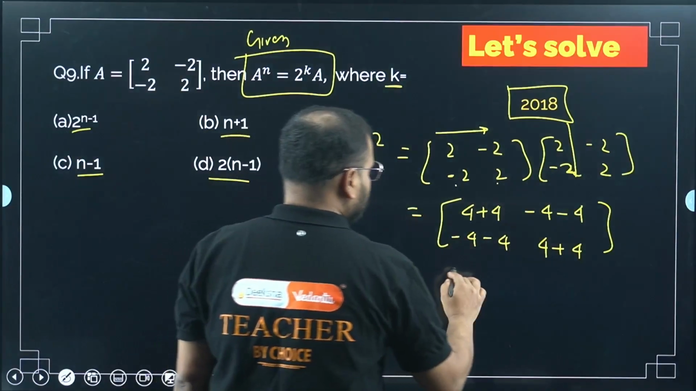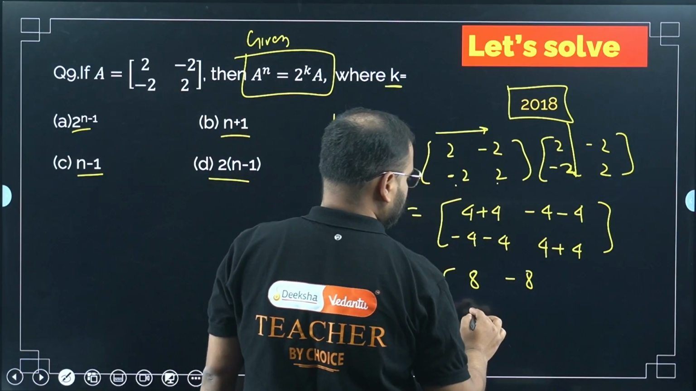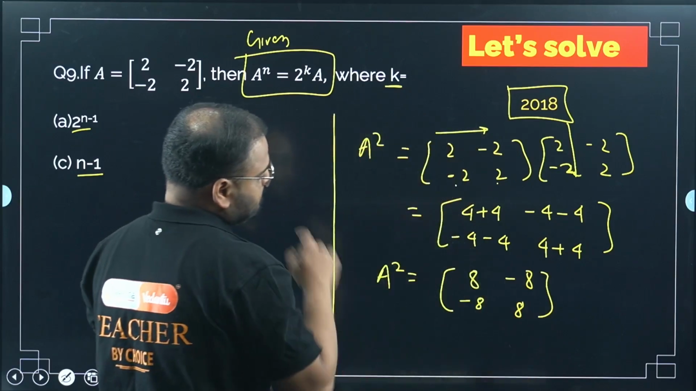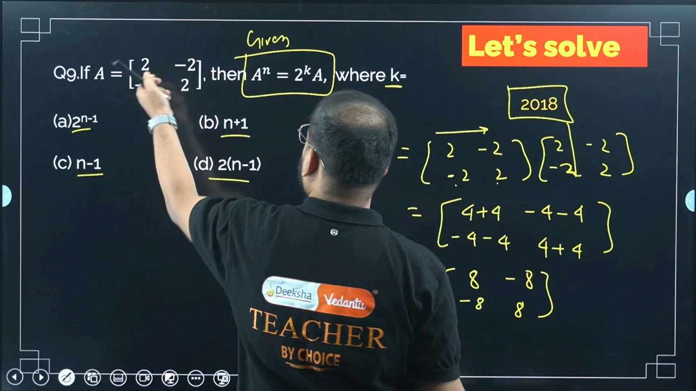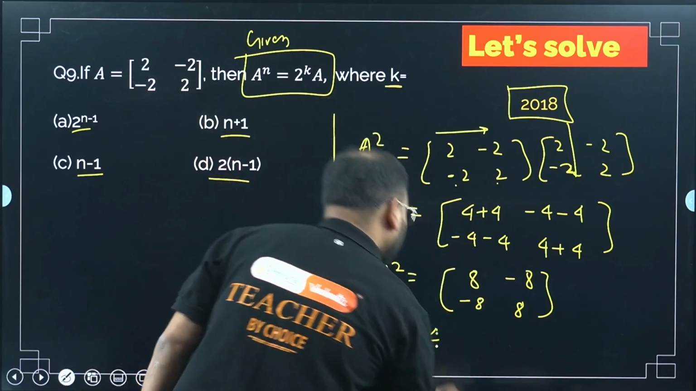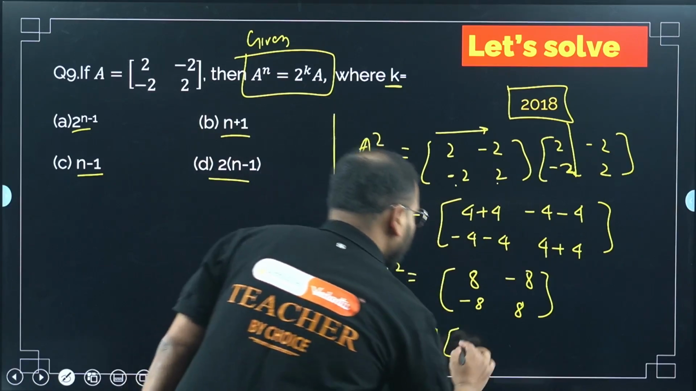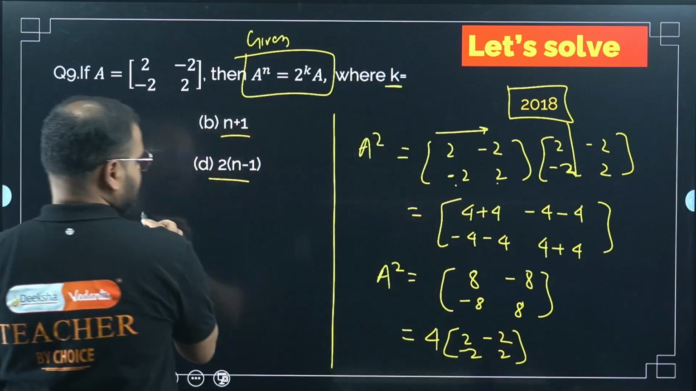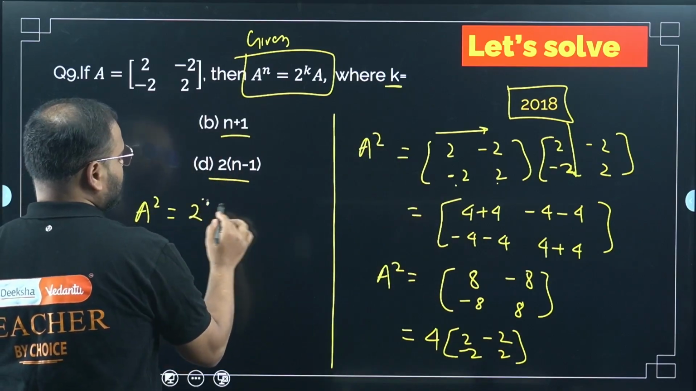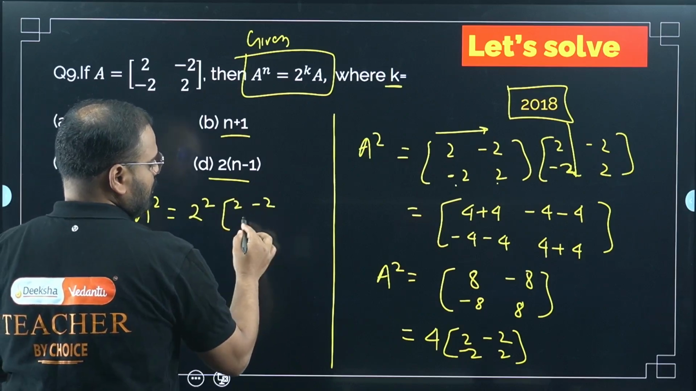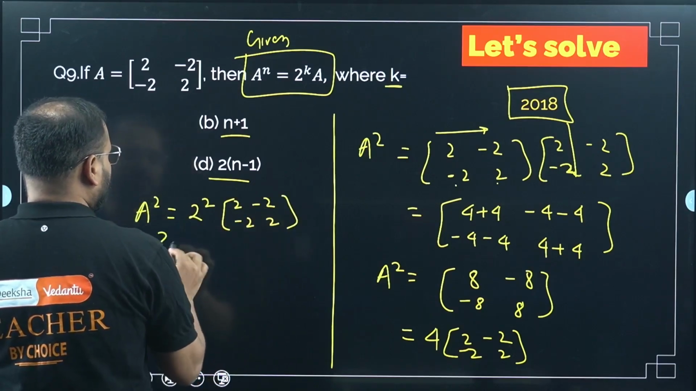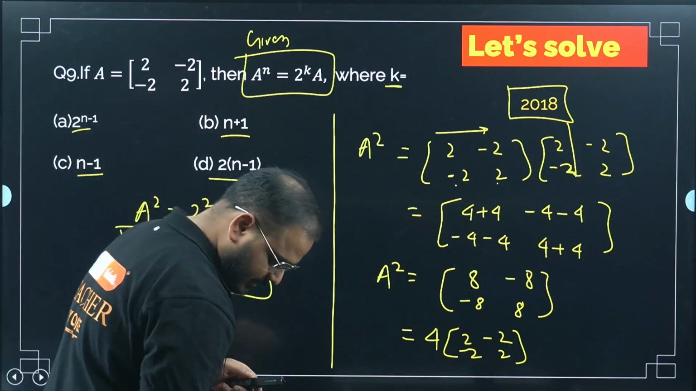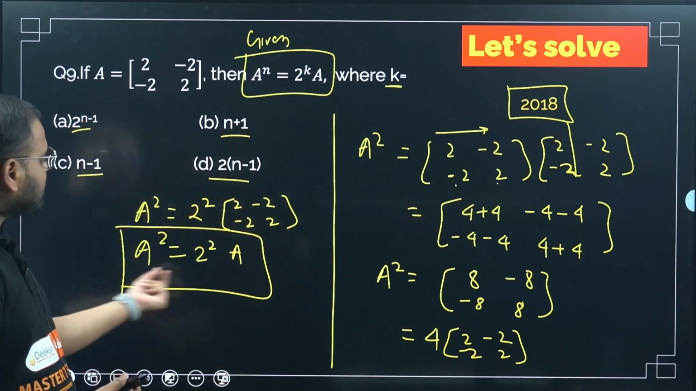8, minus 8, minus 8, and 8. Can I take 4 common? Why am I taking 4 common? Because if I take 4 common, I will get this matrix again. If I take 4 common, I get 2 minus 2, minus 2, 2. Please check. So basically, I'm getting this A square as 2 square times this matrix, 2 minus 2, minus 2, 2. Basically, my A square value is 2 square A. I've simplified it. My A square is coming as 2 square A, correct?